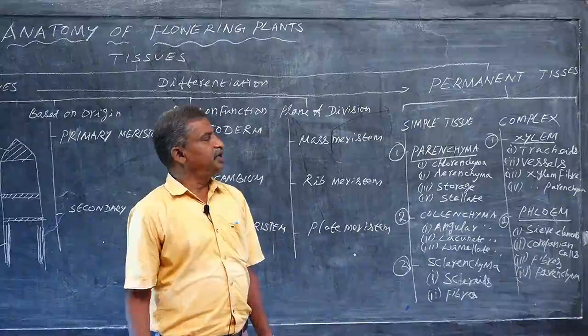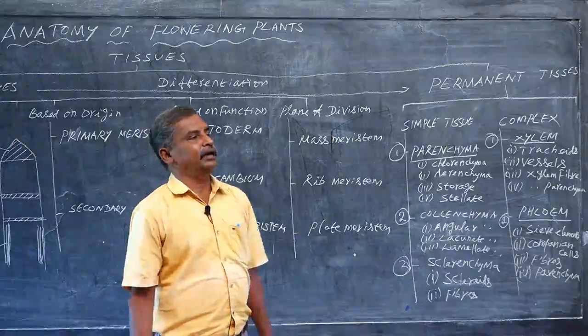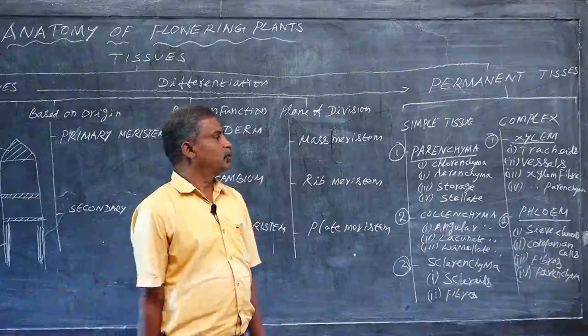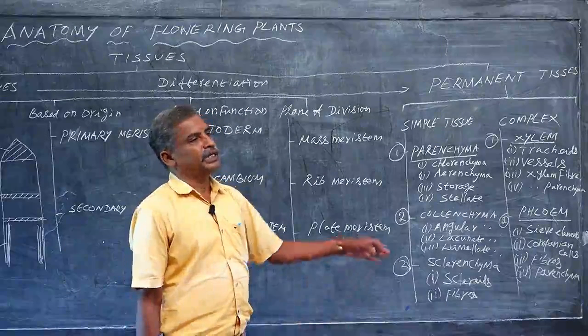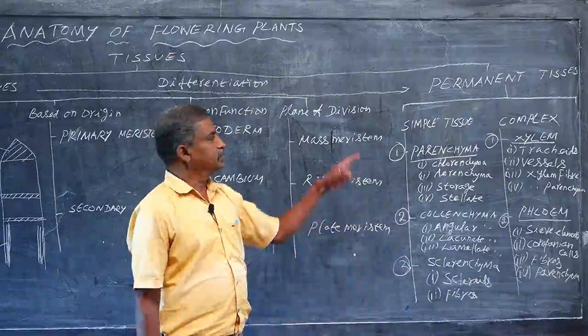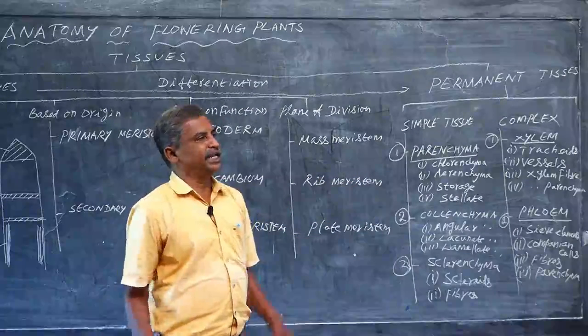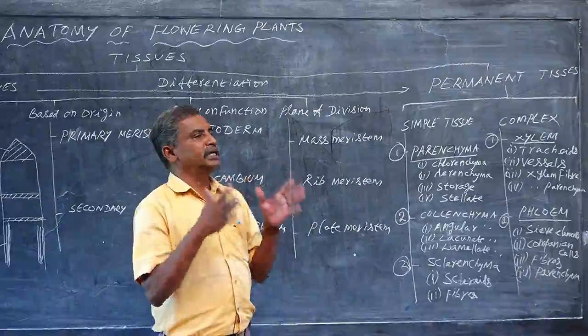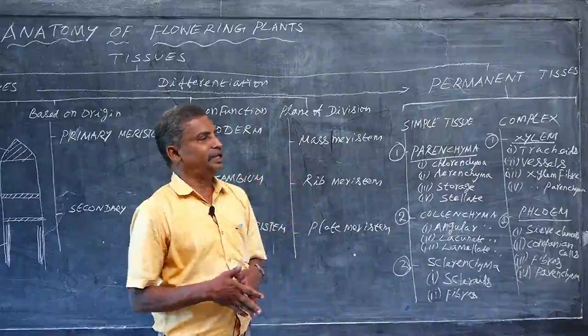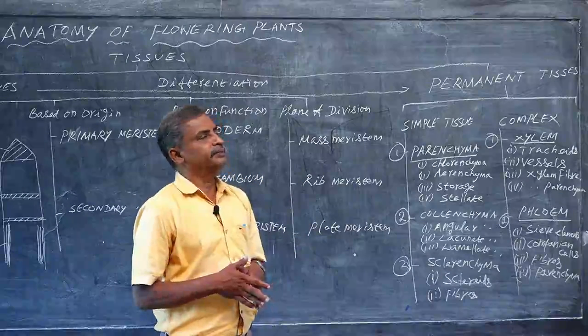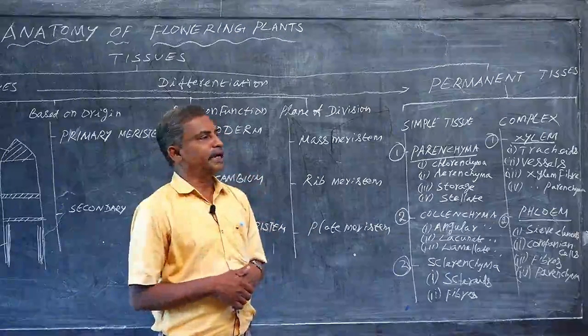The only living tissue found in xylem is called dash. The only living tissue found in xylem is the xylem parenchyma. The tracheids are dead tissue. Vessels are also dead tissue. There is a lumen, only the cell wall is there. There is a cell cavity in the tracheids and vessels through which water will be conducted.